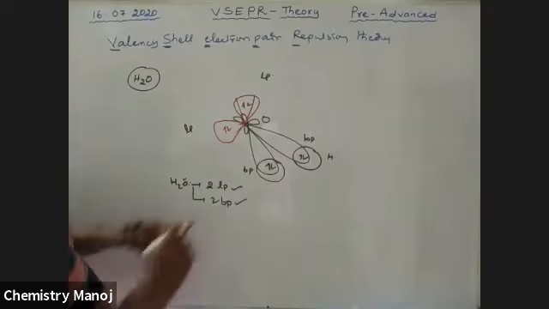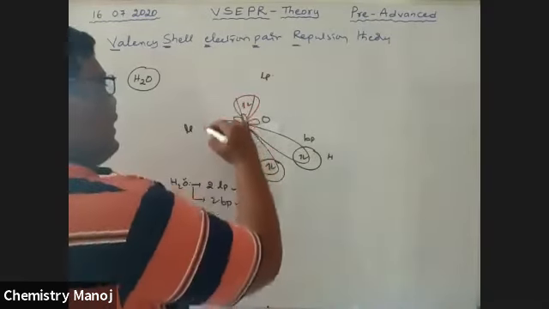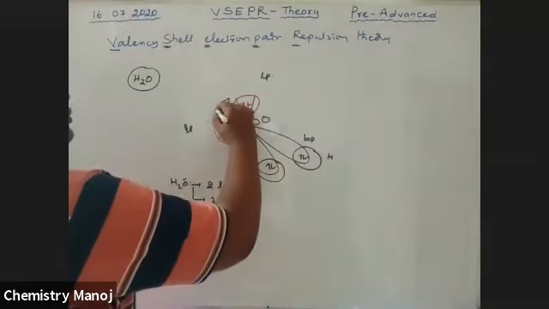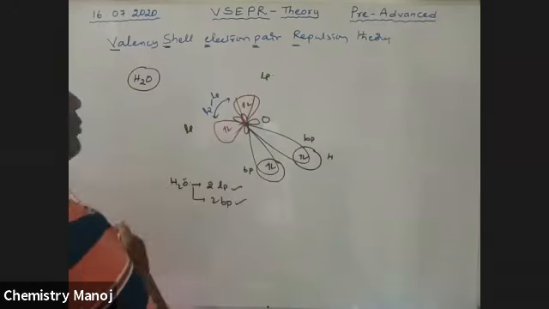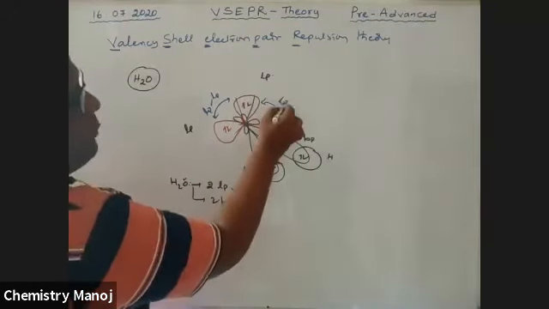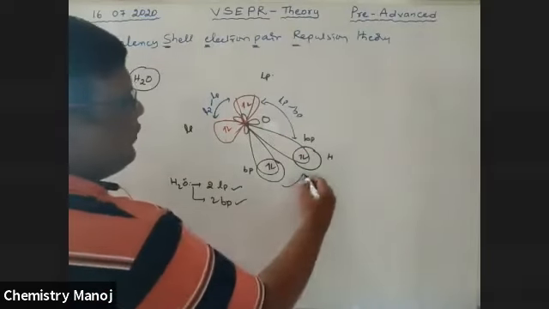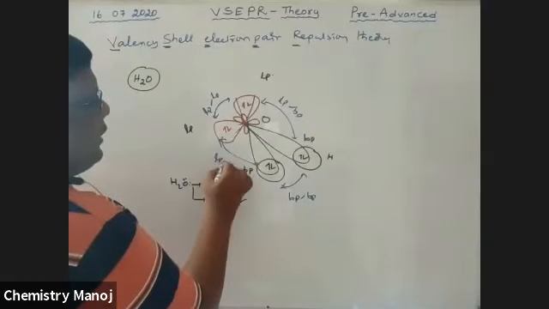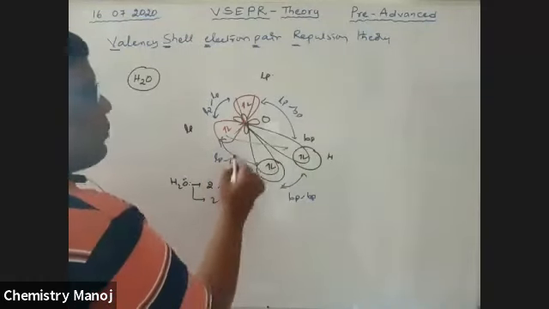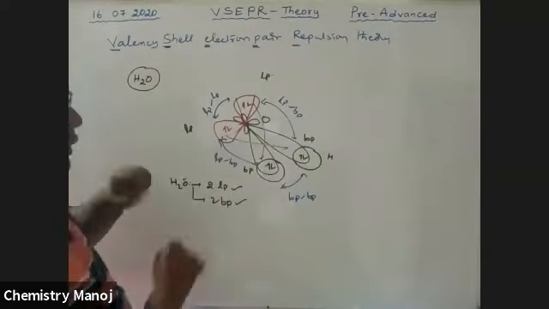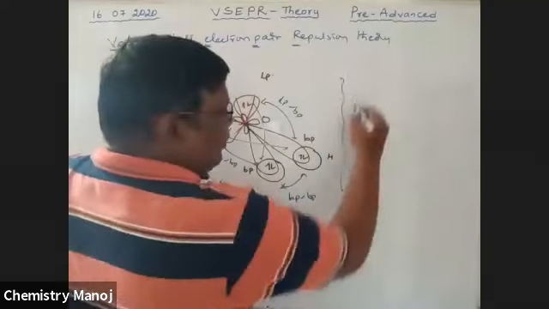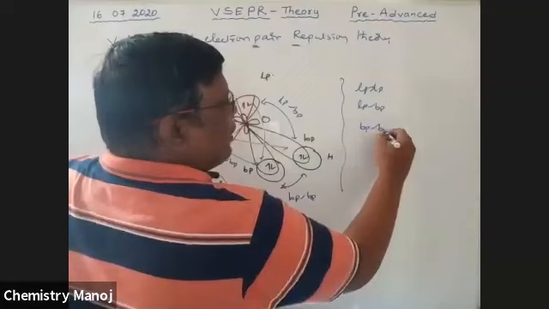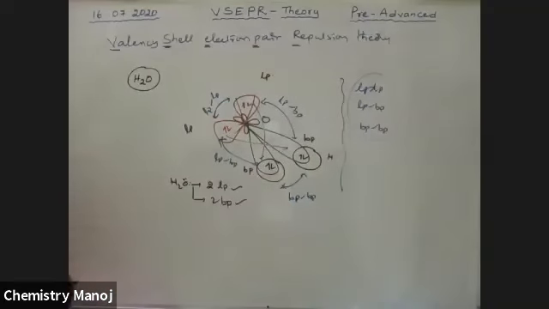Now these two are very near to each other. That's why between them, lone pair repulsions are possible. Between these two, lone pair bond pair repulsions are possible. Between these two, bond pair repulsions are possible. Between these two, lone pair bond pair repulsions. That means here the possible repulsions are lone pair repulsion, lone pair bond pair repulsion, and bond pair repulsions. So all these three types of repulsions are existent.